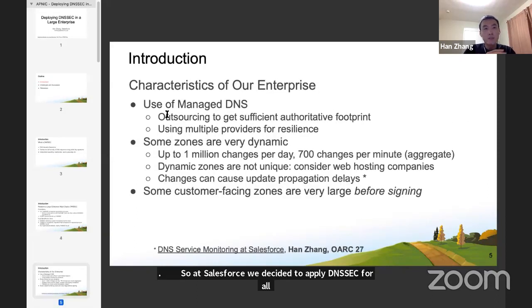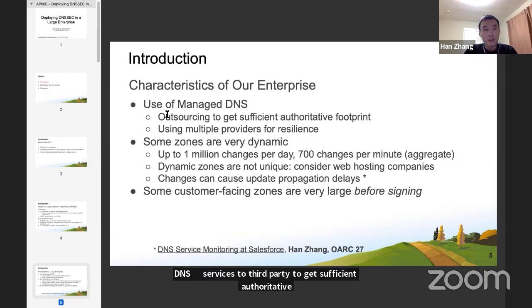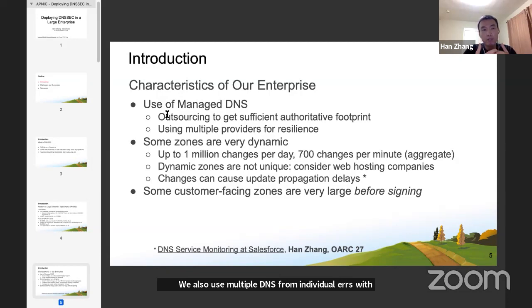I also want to share some characteristics of our enterprise zones, because some of the decisions we made are based on these characteristics. At Salesforce, we outsource our DNS services to third-party DNS vendors to get sufficient authoritative footprint. That means our DNS services will be available globally, and all the customers can query our zones and get pretty good performance. We also use multiple DNS providers for resilience, so our DNS service can survive if a single DNS provider is completely down.